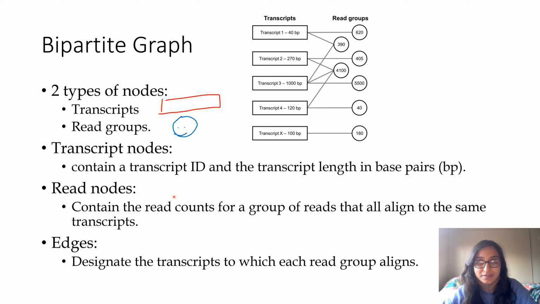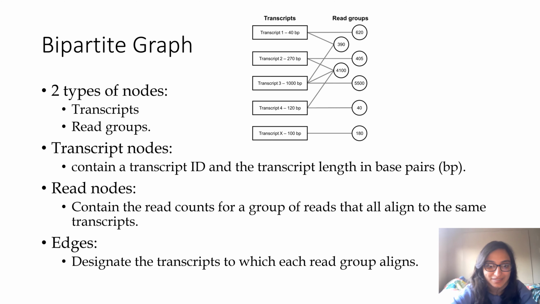And the read nodes contain the read counts for a group of reads that all align to the same transcripts. So there's 620 here, 390, 405, 4100, 5500, 40, 180. And these edges are designating the transcripts to which each read group aligns. As we talked about, we have the transcripts here, and then we have our read groups here.